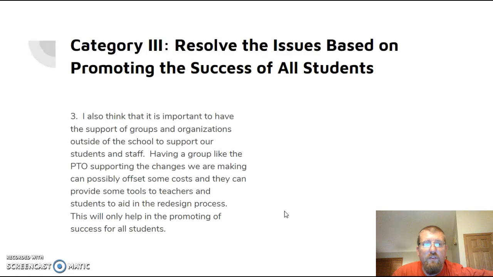Thirdly, I also think that it's important to have supportive groups and organizations outside of the school to support our students and staff. Having a group like the PTO supporting the changes we are making can possibly offset some of the costs that can accrue during this process of redesign and implementing a new curriculum. The PTO could possibly provide some tools to the teachers and the students to aid in this redesign process. This will only help in promoting the success of all students.